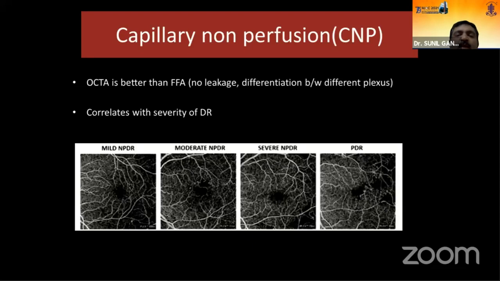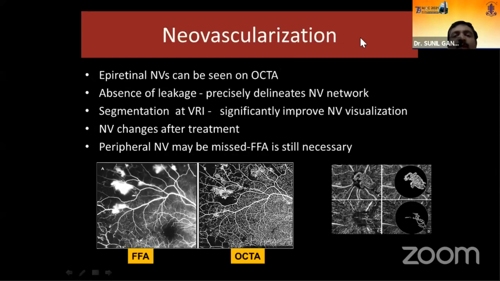The next thing is capillary non-perfusion. OCTA definitely picks up capillary non-perfusion areas better than FFA because of the lack of leakage. The capillary non-perfusion definitely correlates with the severity of diabetic retinopathy.